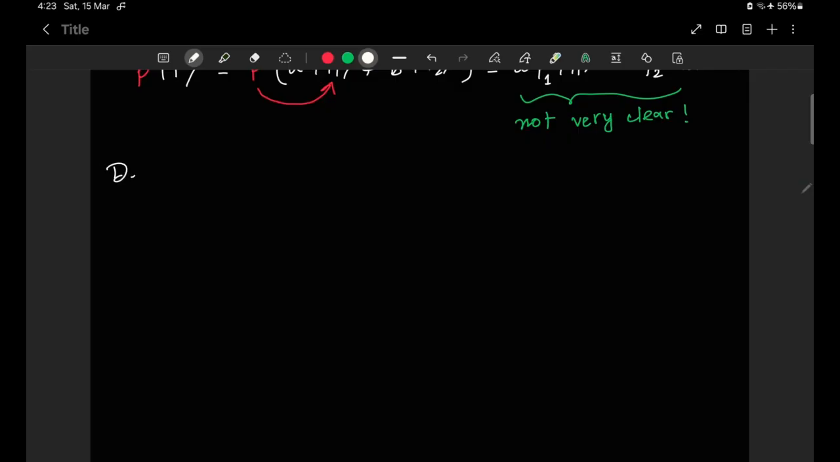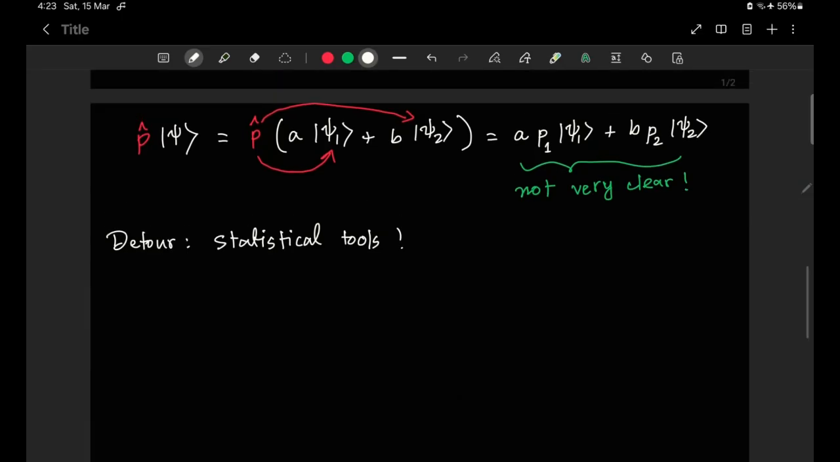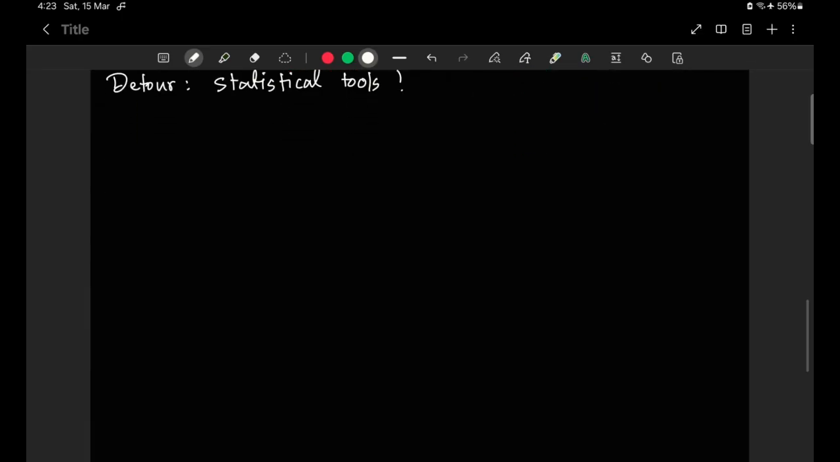So here we take a detour and we learn some statistical tools that will be very important for quantum mechanics. So for now, keep this in mind for a later video. Now we'll get into the nitty-gritties of some statistics. The first concept that we'll need is that of the expectation value. So expectation value, as the name suggests, is kind of very loosely what you would expect from a measurement, or what you would expect from a series of measurements.